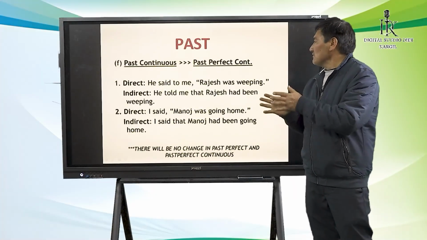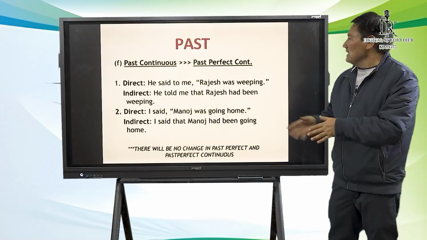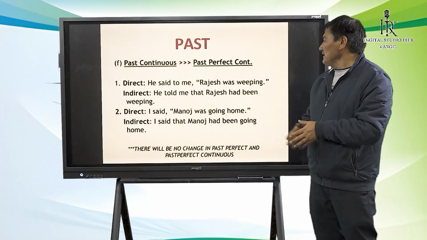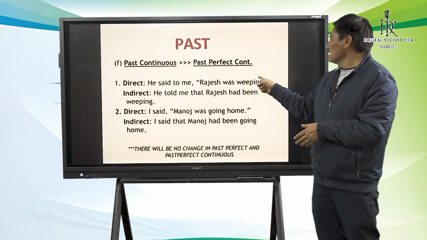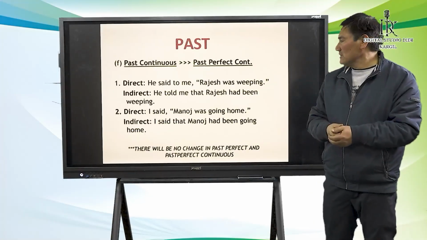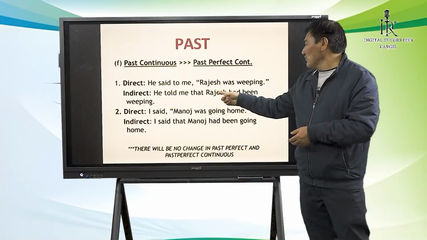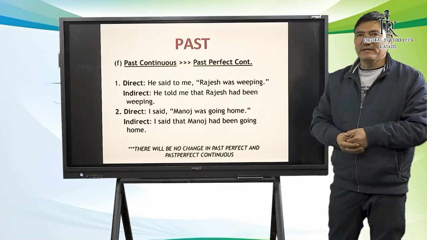Past continuous will be changed into past perfect continuous. Direct form, he said to me, "Raj was weeping." This is past continuous. Was weeping is the past continuous. It will change into: he told that Raj had been weeping.